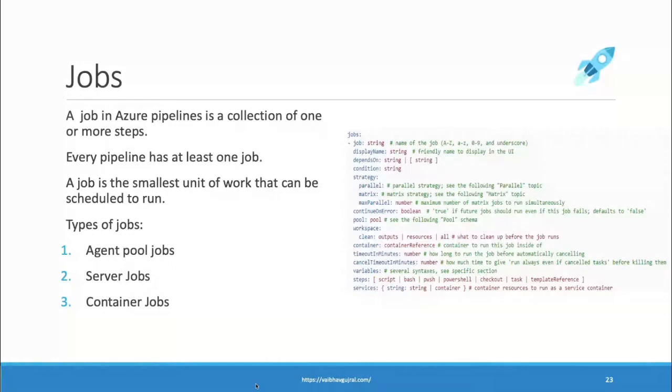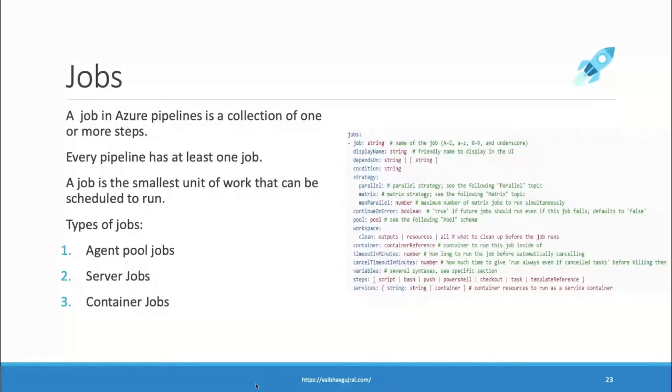Starting with the very top, when creating a job, we need to start with a name and a friendly name of the job. Just like stages, we can utilize depends on and conditions to control the execution of jobs. You can also define a strategy for job execution. Continue on error allows you to specify if job failure will result in the pipeline failure. Sometimes the jobs can go unresponsive or take too long to finish. In such situations, it is useful to define a timeout setting in minutes.